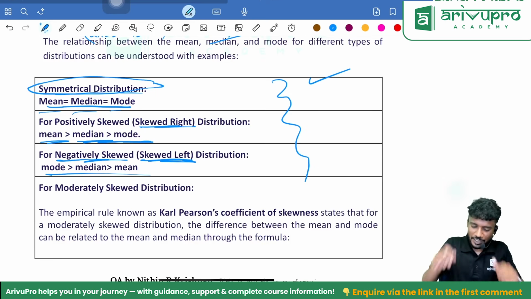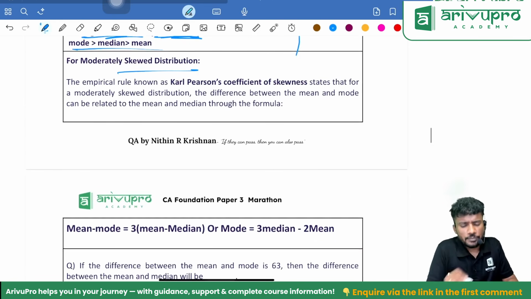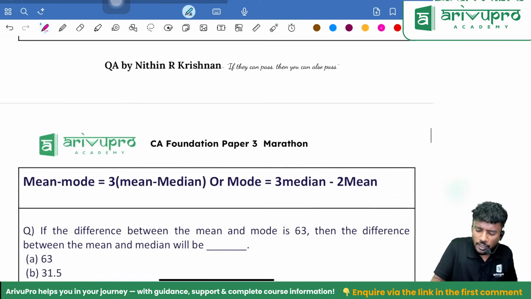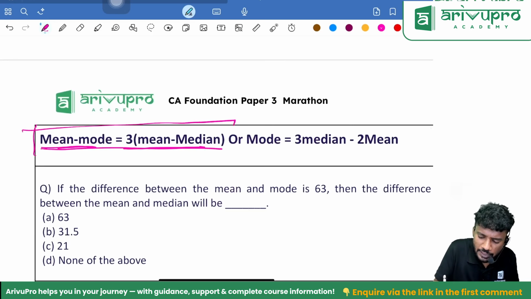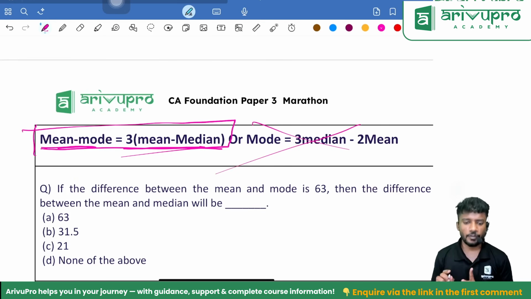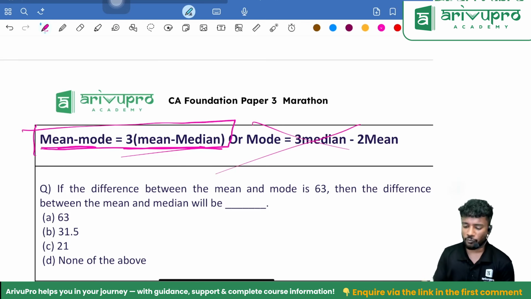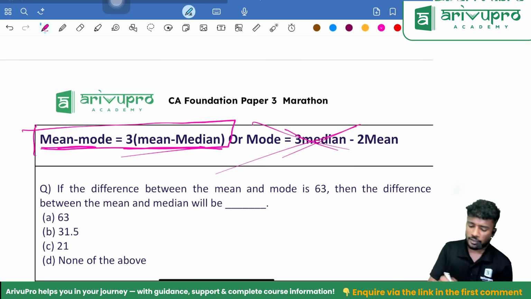Now for moderately skewed distribution, there is a formula. This formula is very important. Mean minus mode is equal to 3 into mean minus median. I will only learn this formula, not the other one. Only one formula: mean minus mode is equal to 3 into mean minus median. Why am I skipping the next formula? Because we can derive the second formula from the first formula.